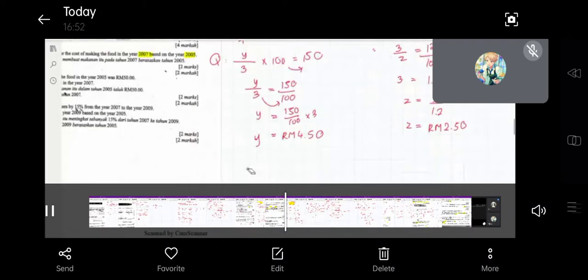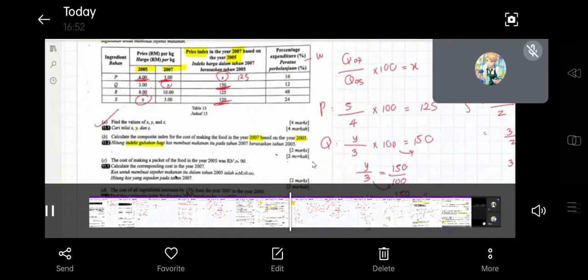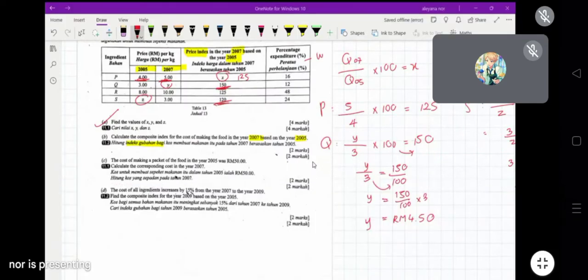Okay, next. Your next question. Calculate the composite index or your index gubahan for the cost of making the food in the year 2007 based on 2005. What you're gonna do here is index gubahan. What is index gubahan? Let me repeat again. It's the formula with the very weird W shape and I1, and then a very weird W shape I2.